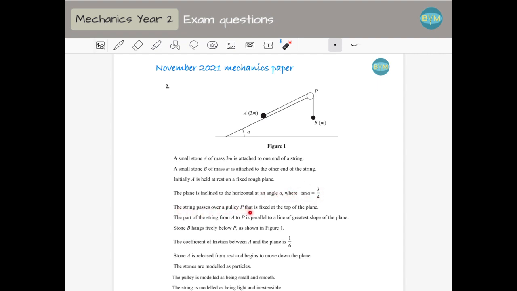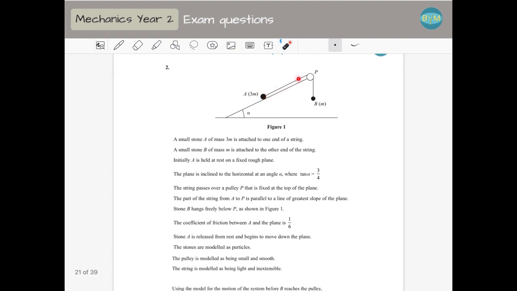The string passes over a pulley P fixed at the top of the plane. The part of the string from A to P is parallel to a line of greatest slope of the plane, so this one. Stone B hangs freely. The coefficient of friction here is 1/6, and stone A is released from rest and begins to move down the plane. So this whole thing is going to move down, and this particle then is moving up.